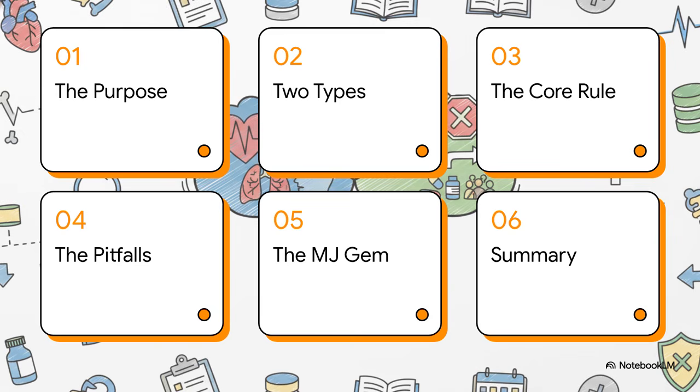So here's our roadmap for today. We're going to hit 1, the purpose, 2, two types, 3, the core rule, 4, the pitfalls, 5, the MJ gem, and 6, our summary. Let's get right to it.